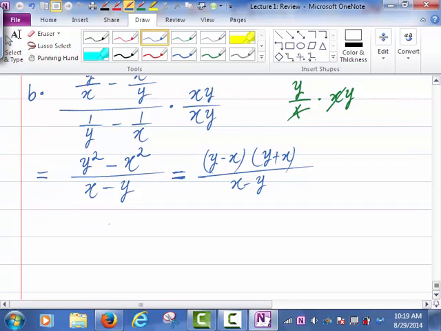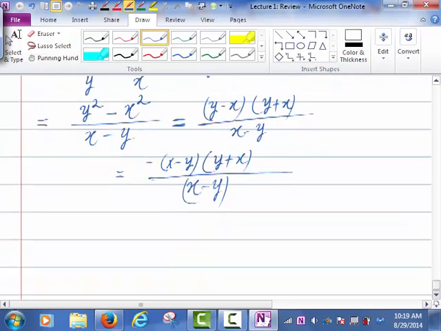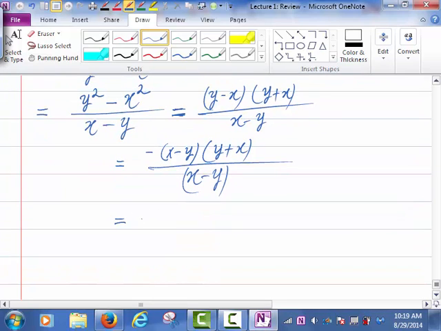Yeah. So if I factor out a negative from y minus x, I get x minus y. And then I can cancel out the x minus y. So we are left with negative y plus x. Is everybody okay with that? Questions, anybody?